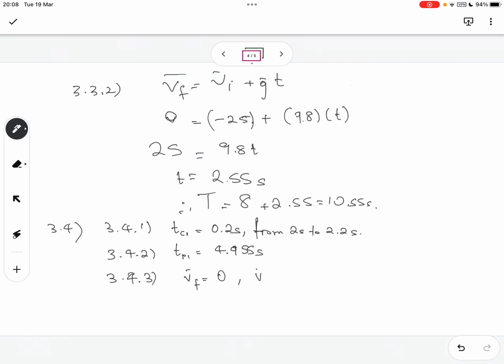Here, just at that point there. Then the V initial is what we don't know. V initial, we don't know, and that's what we calculated. So, which equation did you use?